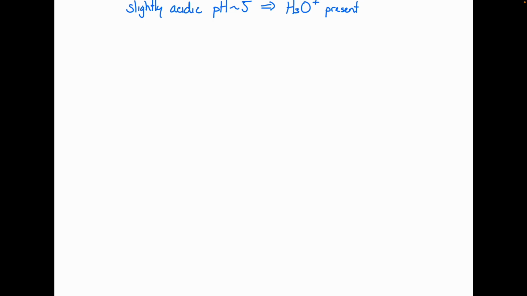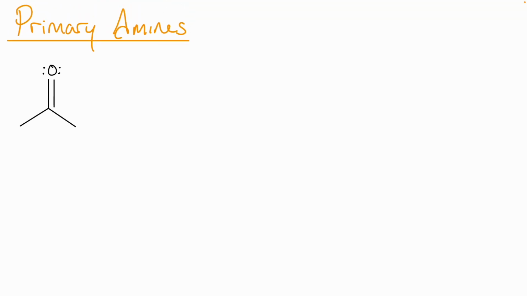All right, so then what's going to happen here? Let's take an aldehyde or ketone. We're going to work with acetone as our sample molecule. And actually, before we get started here, I'm going to title this primary amines. We're going to see slightly different reactivity between primary and secondary amines for our aldehydes and ketones. So we're going to take this acetone, this ketone, and we're going to react it with a primary amine.